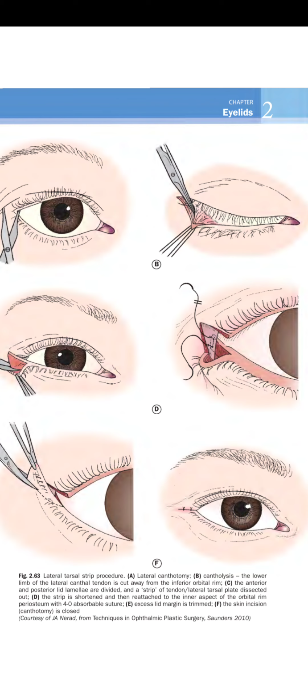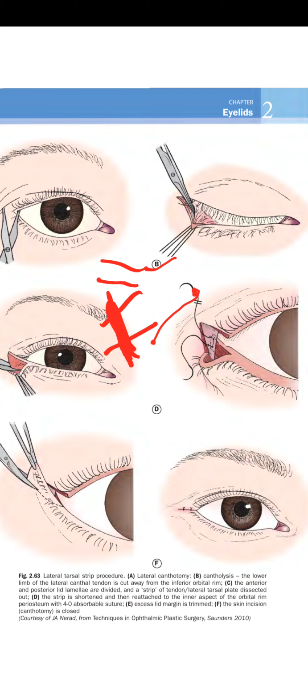So you know that the lateral canthal tendon has a superior and a lower limb. So we cut the lower limb of the lateral canthal tendon from the inferior orbital rim.